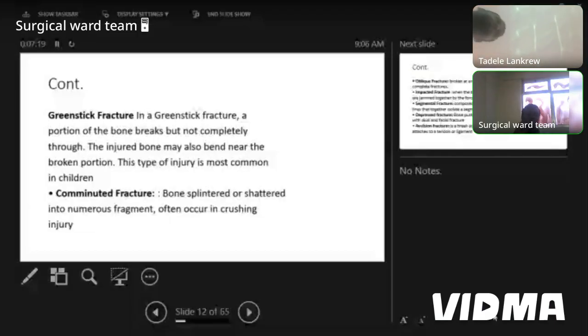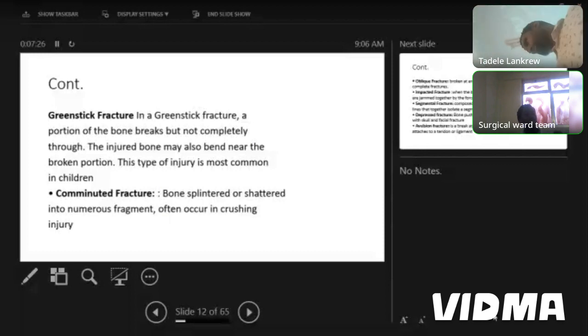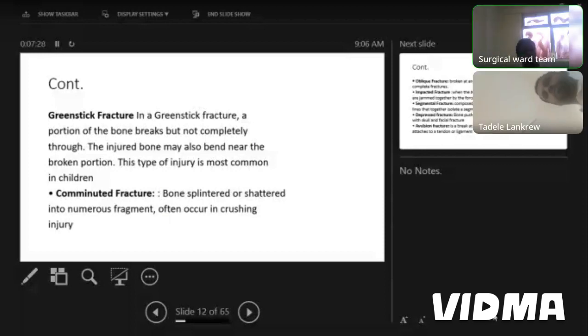The other is greenstick fracture. A greenstick fracture is an incomplete fracture. That means the injured bone may be bent at the fractured part. This type of injury is most common in children.